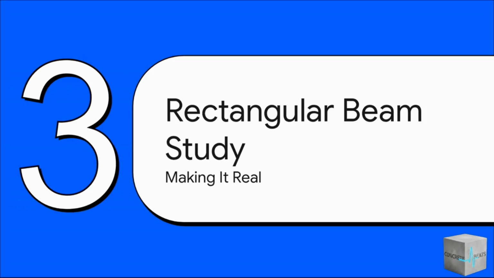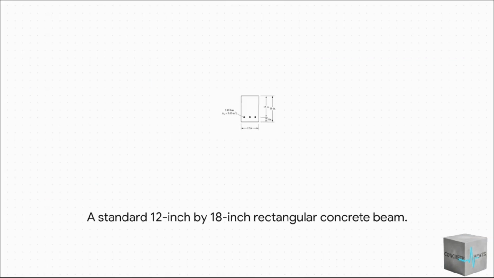All right, enough with the theory, right? Let's get our hands dirty. We're going to take our new toolkit and use it on a real-world example, a simple, everyday rectangular beam. Okay, here it is, our test subject. It's a 12-inch by 18-inch rectangular beam. The concrete itself has a strength, what we call f'c, of 4,000 psi. So, here's the question. If we put a bending force, a moment, of 25 foot-kips on this thing, is it going to crack?